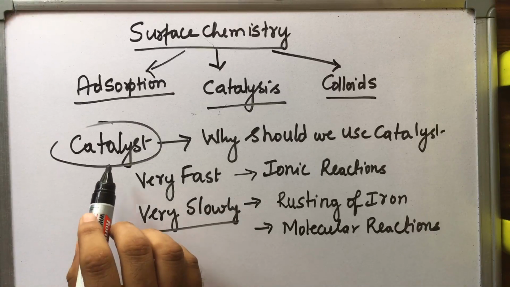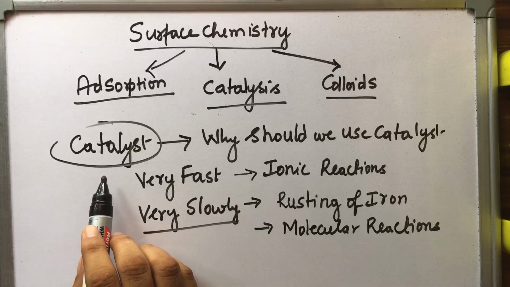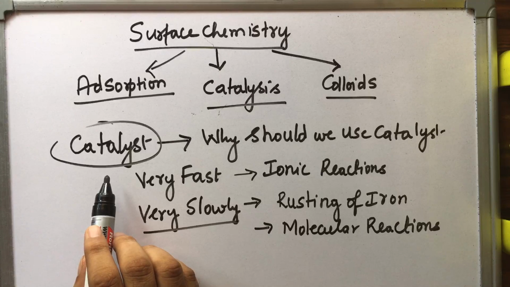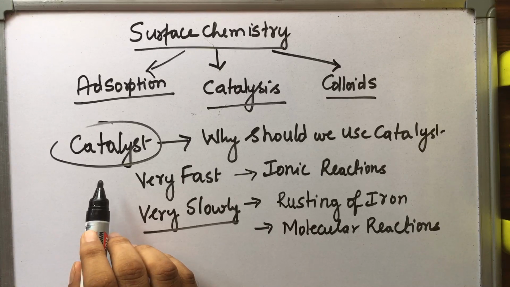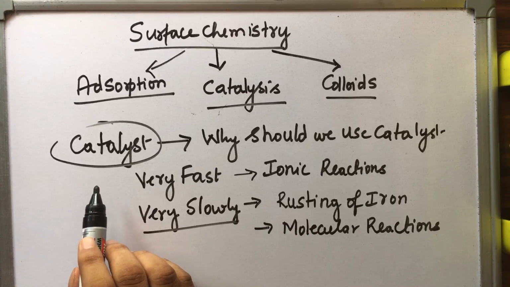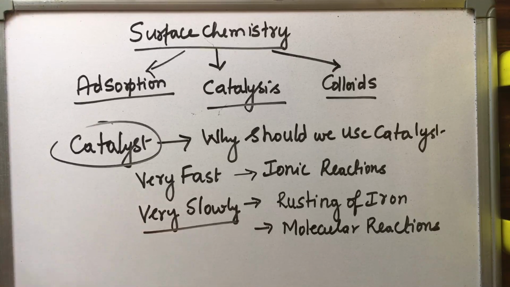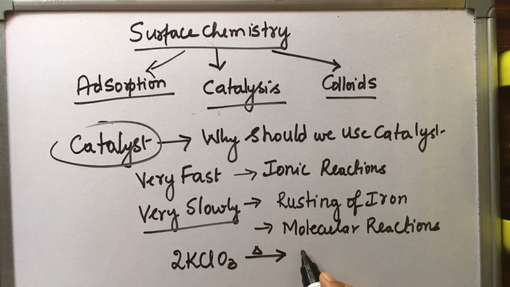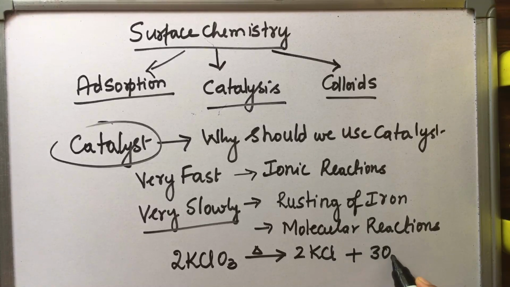This catalyst would not be consumed during a reaction, its mass would remain the same. The amount of the catalyst that we have taken before the reaction, even at the end of the reaction the mass of the catalyst remains the same. I think this point is clear, students. Yesterday I gave you the example of potassium chlorate, 2KClO3. When I heat it, it is converted into 2KCl plus 3O2 gas. This is called decomposition of potassium chlorate.